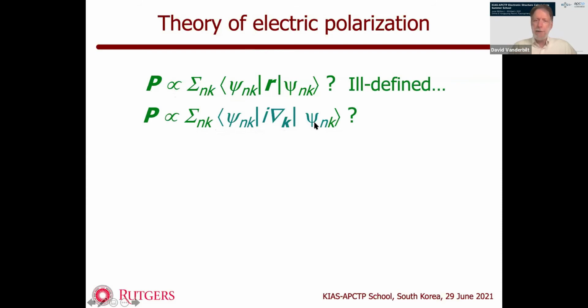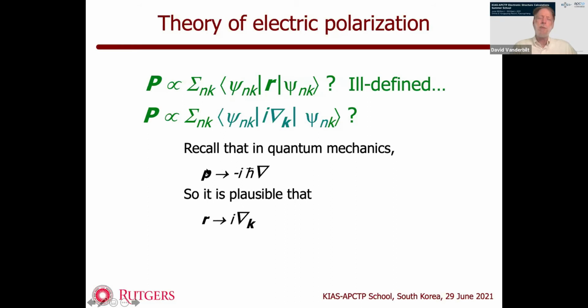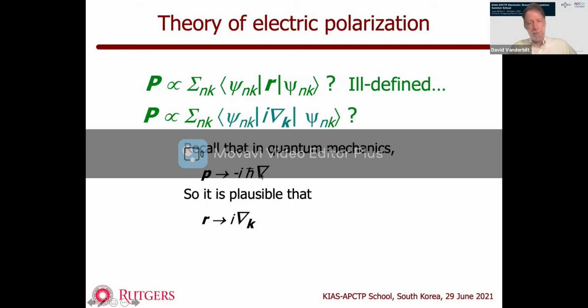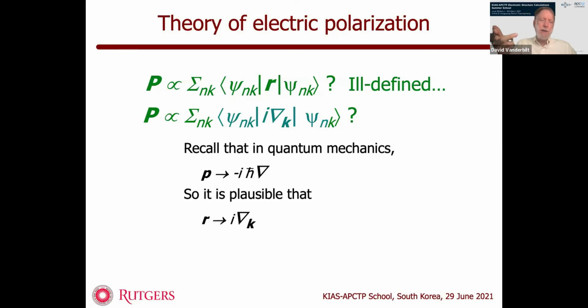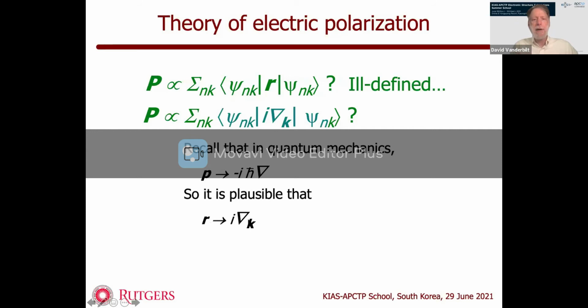The reason that I'm motivated to do this is that in ordinary quantum mechanics, the momentum operator is represented by minus i h bar times the spatial gradient operator. Well, the momentum is basically like wave vector, and in mechanics, coordinate and momentum are conjugate variables. And so you can imagine turning it around and saying that, heuristically, the coordinate operator can be replaced by i times a gradient with respect to wave vector. And if I do that, I have something a little bit different.